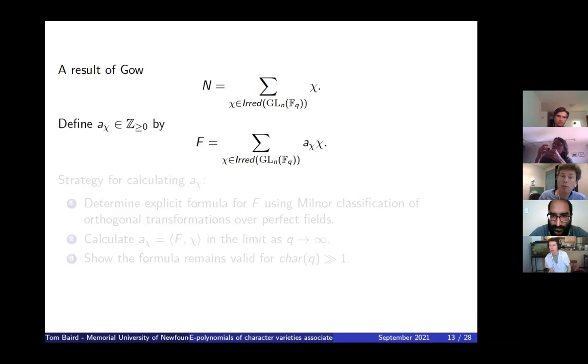And then we're left with this function F, which counts how many non-degenerate symmetric bilinear forms are left invariant under our matrix A. That has an expression as a linear combination of these irreducible characters, and I'm just going to call those multiplicities A_chi. As I said, this is actually the character of a representation, so these will be non-negative integers. And we want to try and calculate them.